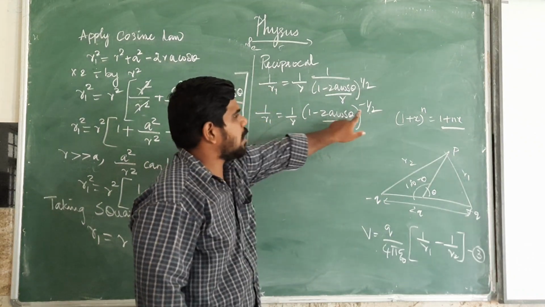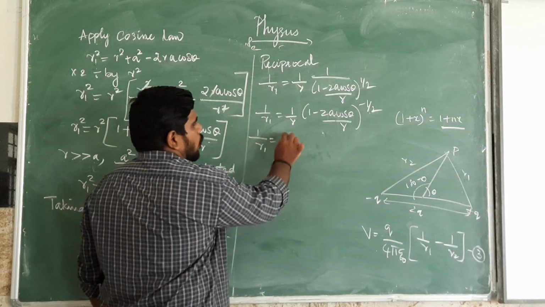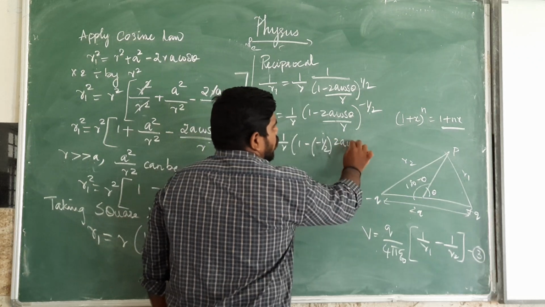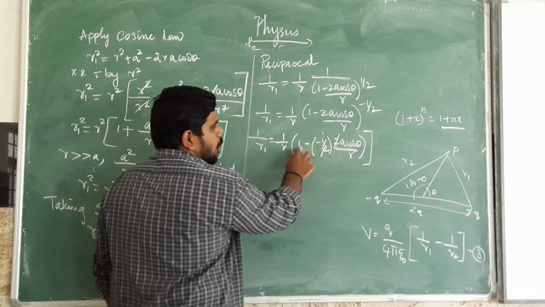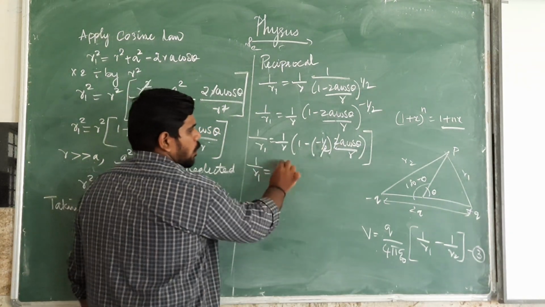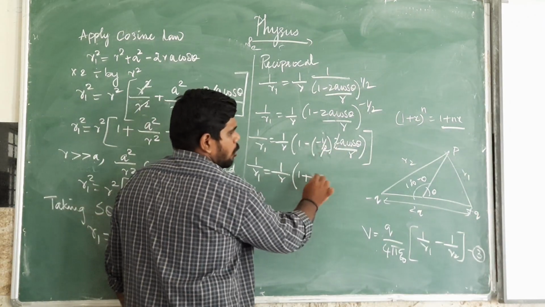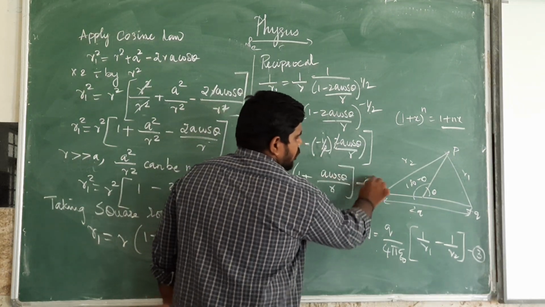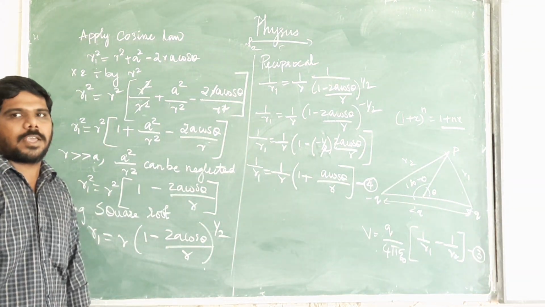So before the second term, the power should be multiplied. If you multiply, we get 1 by R1 is equal to 1 by R into minus of minus 1 by 2 into 2a cos theta by R. Here the 2 cancels, minus into minus is plus. So 1 by R1 is equal to 1 by R into 1 plus a cos theta by R. This will be considered as equation number 4.